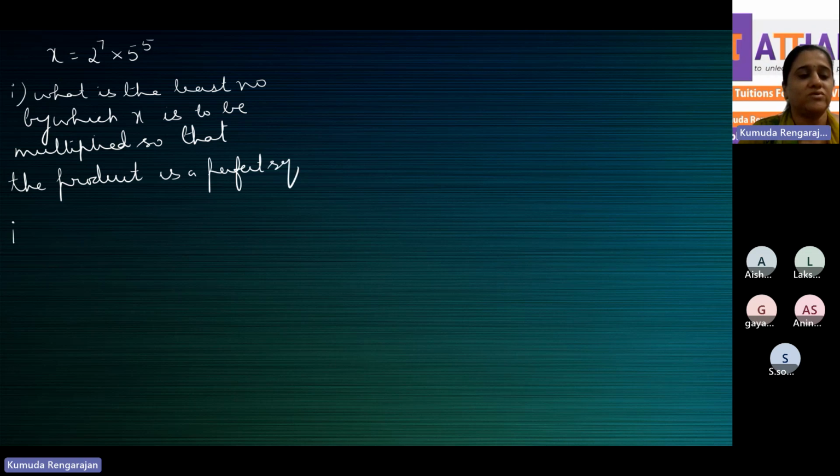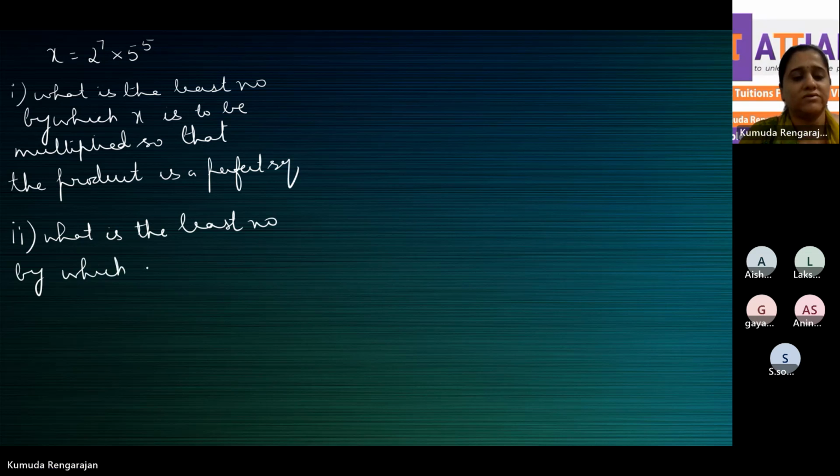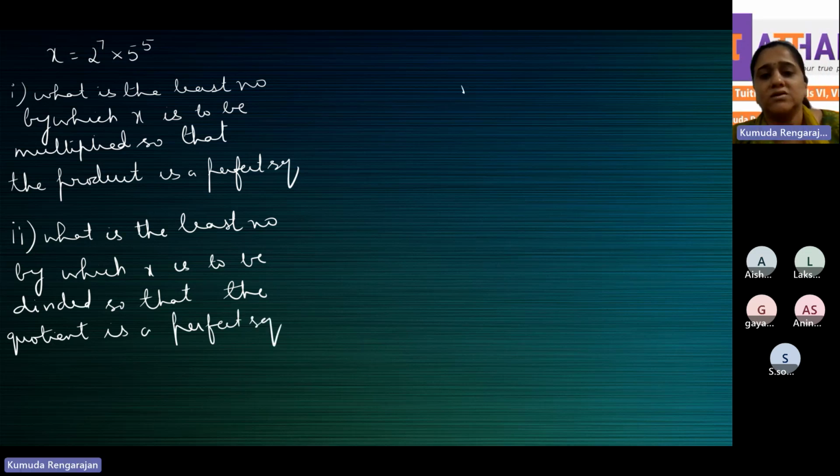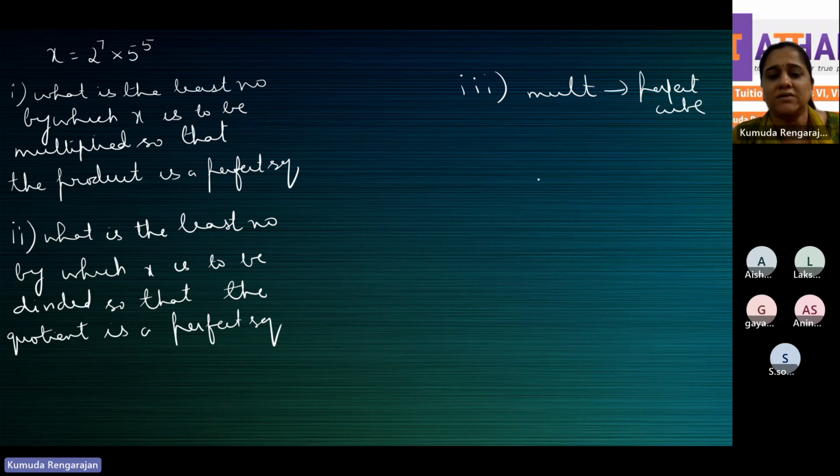Then answer this question. What is the least number by which X is to be divided so that the quotient is a perfect square? Similarly here, multiplied to get a perfect cube. I'm not writing it fully. Can you understand this? And divided.